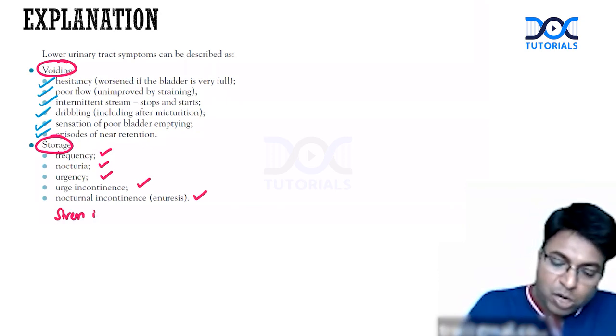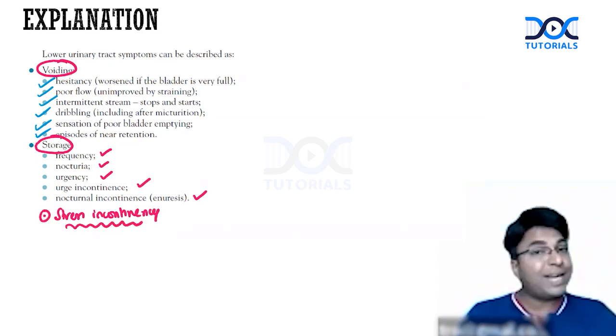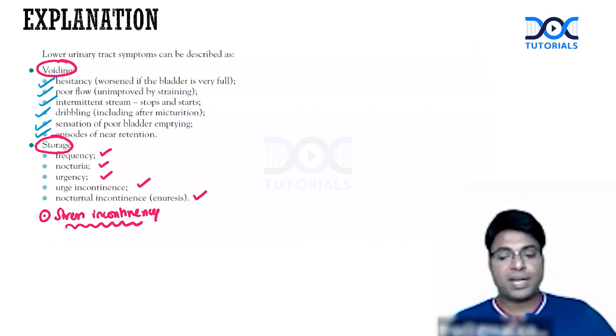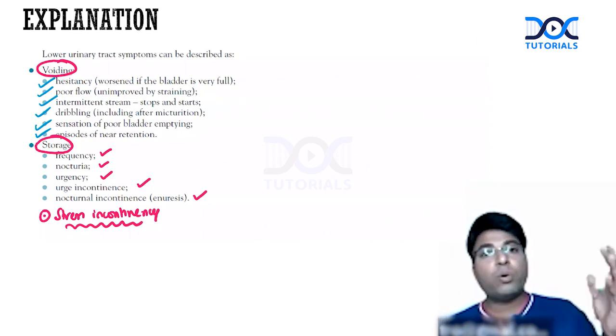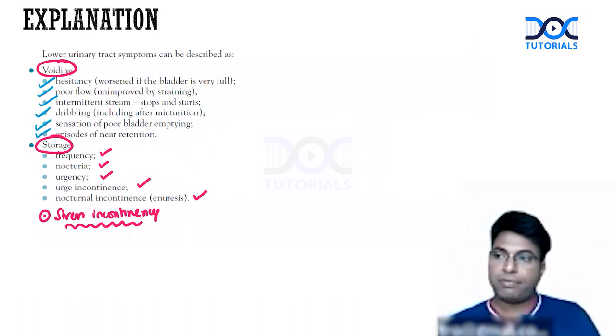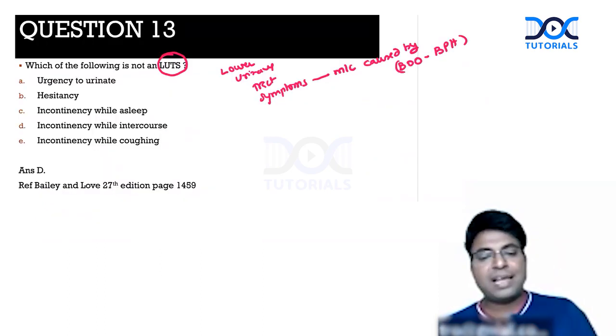Actually, they may also have stress incontinence. Stress incontinence is also a type of LUTS symptom, though it is not there in this column. Urge incontinence means the patient wants to pass urine, but it will come out before he goes to the restroom. Nocturnal, they pass urine at night in the bed itself, so nocturnal enuresis. All these are LUTS symptoms. You can easily answer this question.